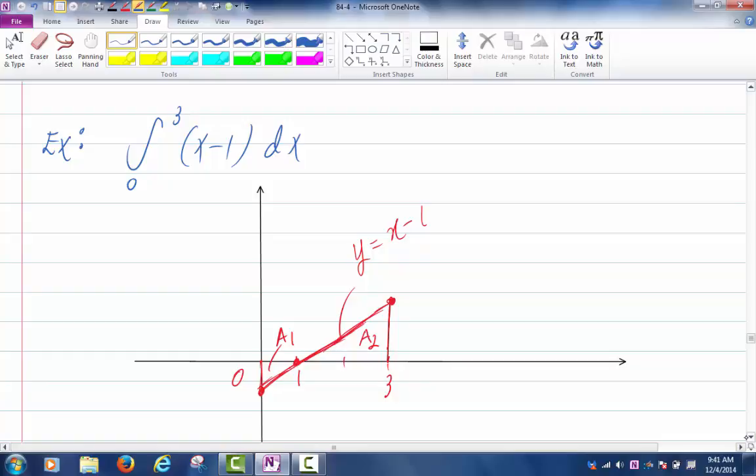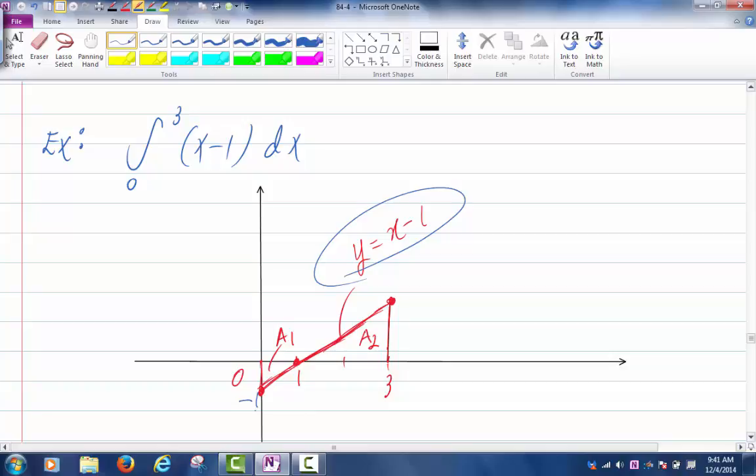So let's see in this case what's the area. Well, what is the graph of x minus 1? The graph of x minus 1, you realize, is a line, right? So y equals x minus 1. How do I graph that between 0 and 3? So when x is 0, what is y? -1. So that's why I get the point at -1 right here.